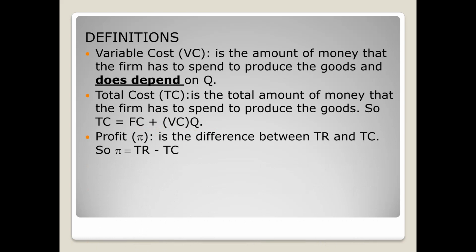Now, another quantity is profit, and we will use this symbol, the Greek letter pi. And this is defined as the difference between the total revenue and the total cost. So the profit of the company can be calculated using this relation, TR minus TC. Total revenue minus total cost will give us the profit. It's very simple. Total revenue is the input, total cost is the output. So the input minus the output will give us the profit.